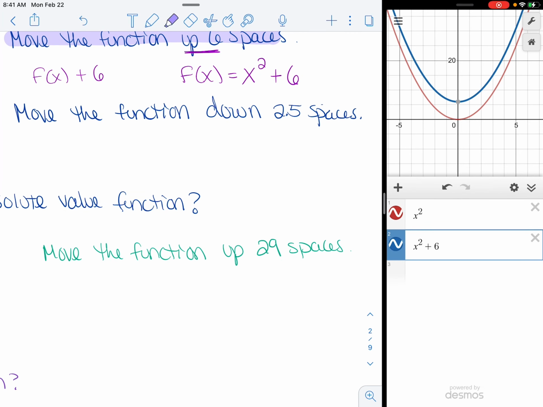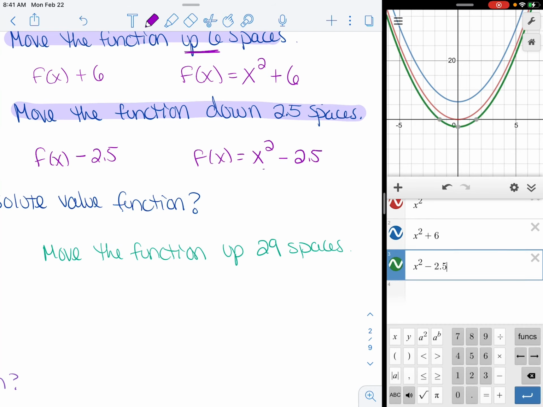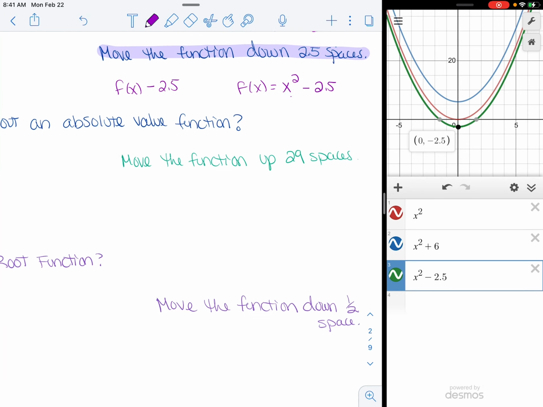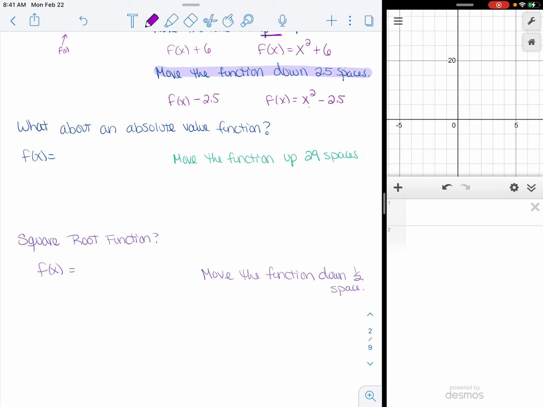So what if we want to move it down 2.5 spaces? Well, we could do f of x minus 2.5, or since we know what f of x is, we can write it as x squared, which is our function, minus 2.5, right? So if I did x squared minus 2.5, look right there, same shape, same size, it's just been shifted down 2.5 spaces, all right?